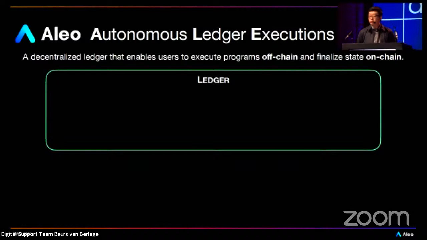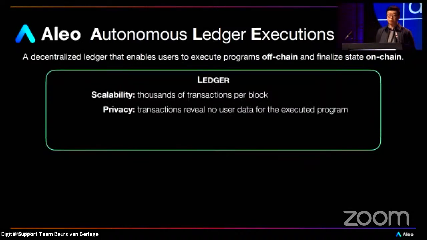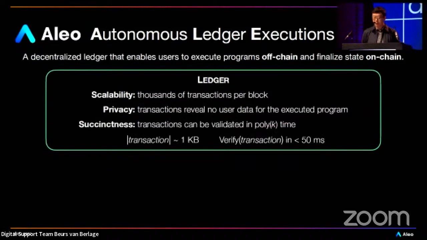In terms of our ledger, we provide several properties. The first is that we achieve scalability, meaning thousands of transactions can be verified and included in each block without re-executions. We also preserve privacy, meaning the resulting transactions reveal no information about off-chain computations. And of course, we have succinctness, meaning the resulting transactions are small in size and fast to verify. Concretely, for reasonable parameter sizes, we get transactions that are approximately a kilobyte in size and can be verified in less than 50 milliseconds.